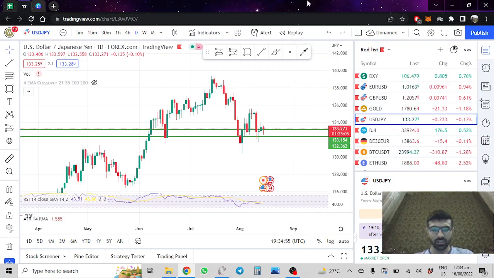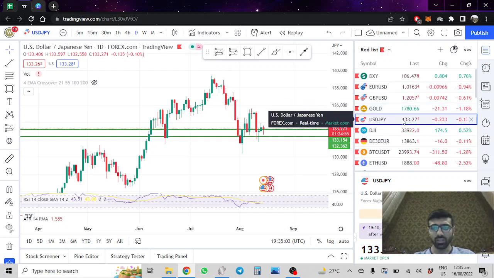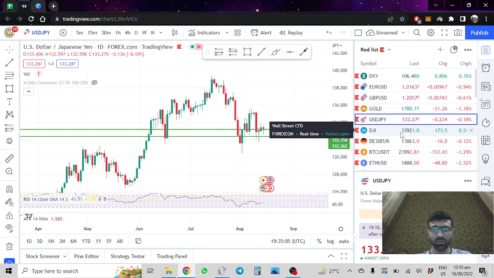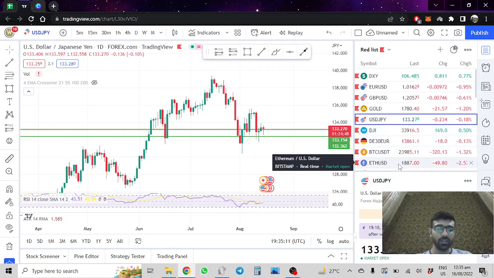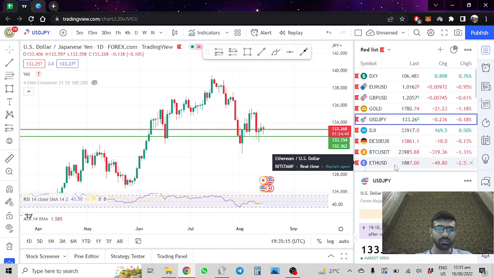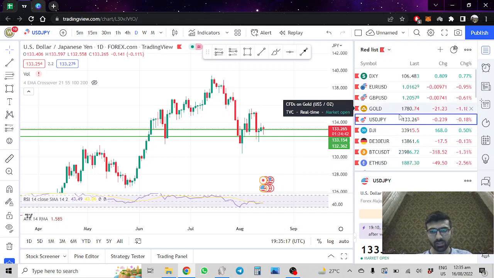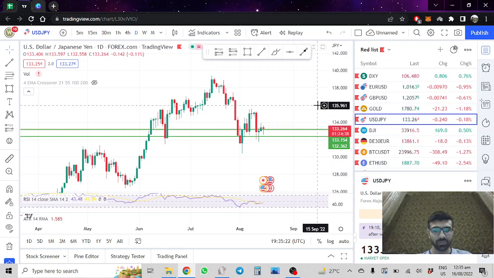I have already done the dollar index, Euro USD, GBP USD, and gold analysis for you guys. Now I'll be doing the remaining pairs of USDJPY, Dow Jones, DE30 Euro, Bitcoin, and Ethereum. The Bitcoin analysis and the Ethereum analysis will also be done for you guys. So let's start off with the USD JPY initially.